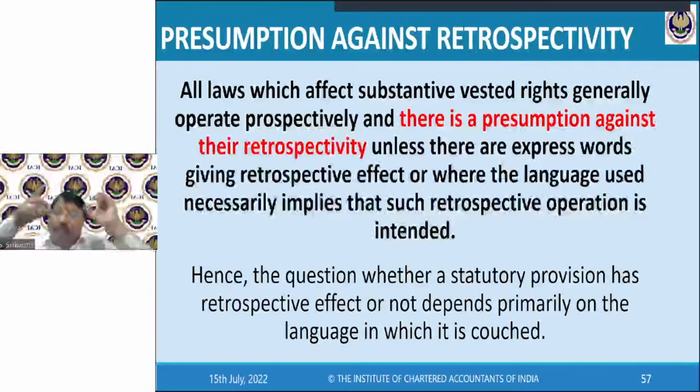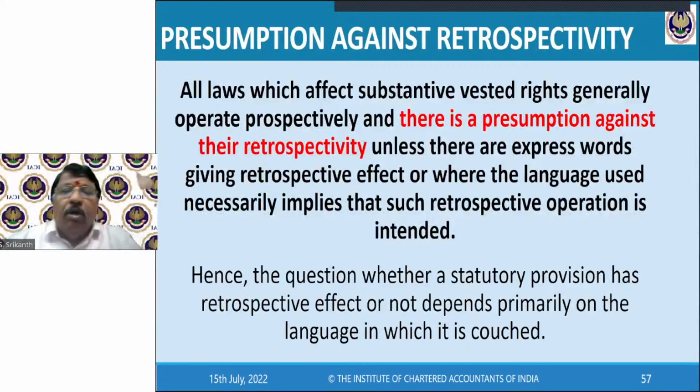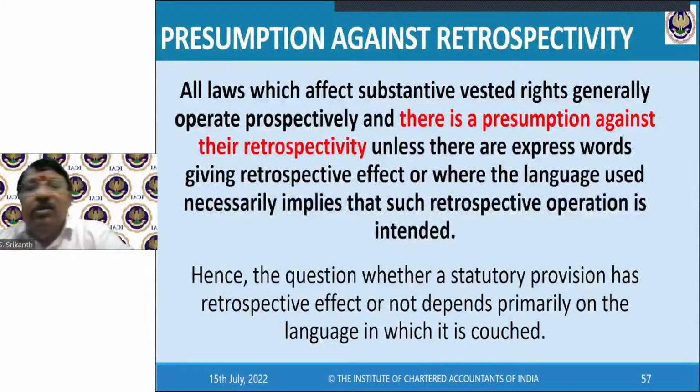But if the law specifically uses express words giving retrospective effect, or where the language used necessarily implies that such retrospective operation is intended, then it will have retrospective effect. See, they will say this act is prohibited and shall be deemed to have been prohibited from 1/4/2020. That means even if this was done in the past, up to 1/4/2020, any date it was done, it is an offense. So retrospectivity can be there.